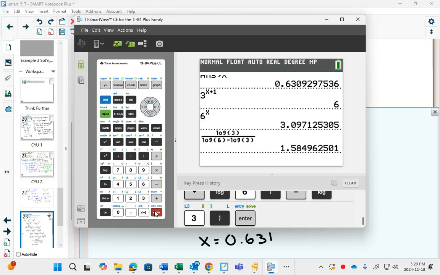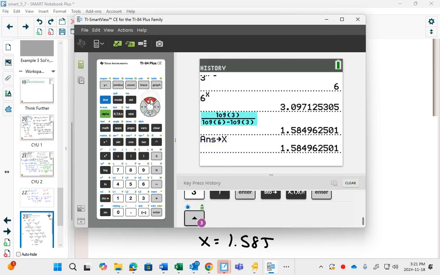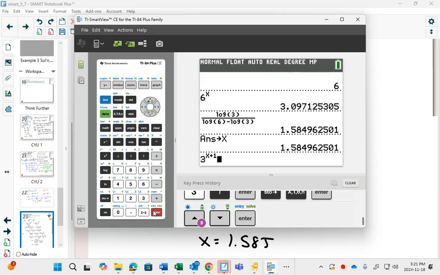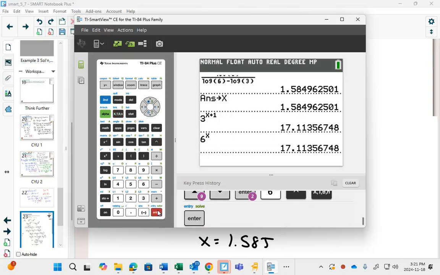And now I get 1.585. Oh, yeah. And store that as x. I'm going to retype in 3 to the x plus 1. And I get 17.11. I'm going to retype in 6 to the x. They're the same. Whew.